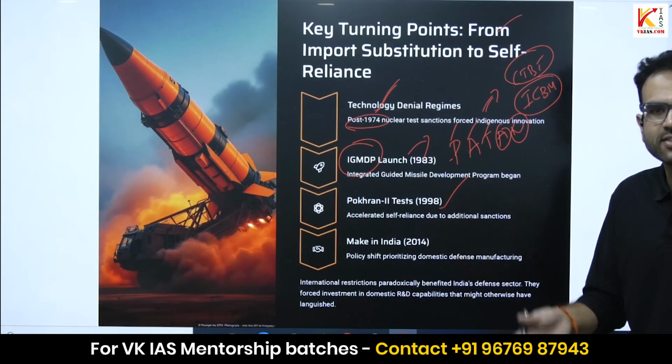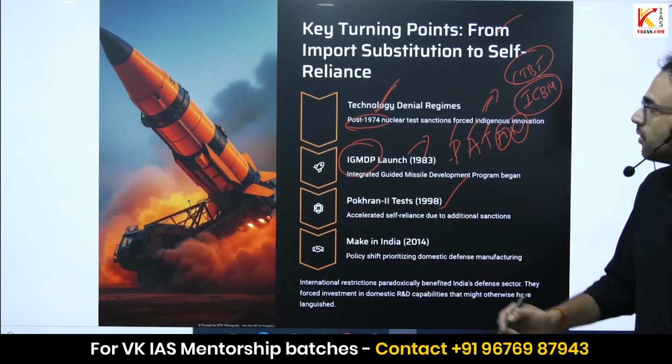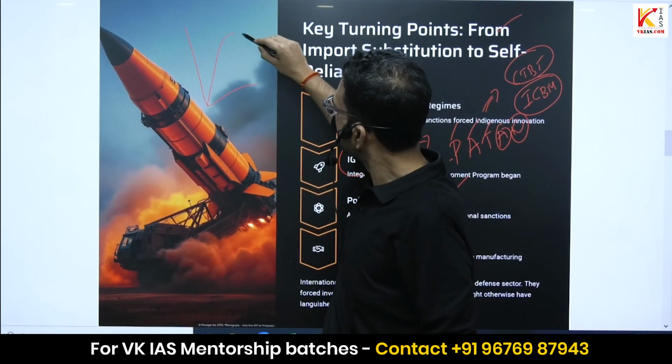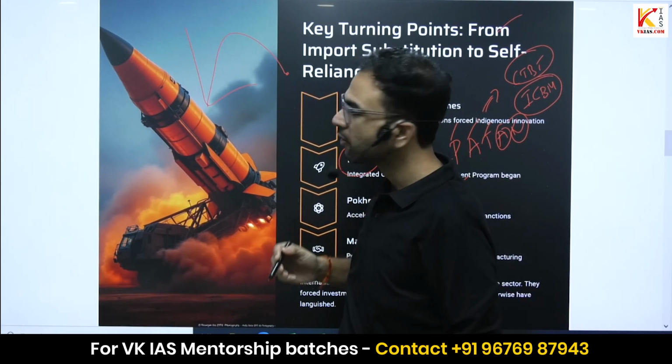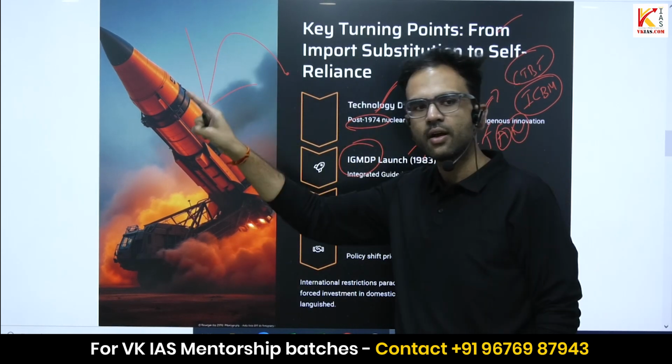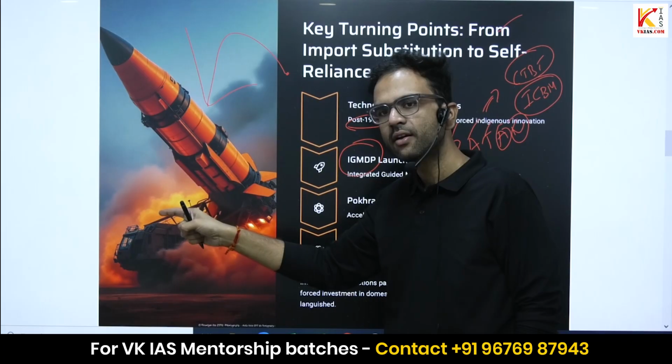What is a ballistic missile? You launch it, it will use a parabolic path and take advantage of gravity, and hit the target.